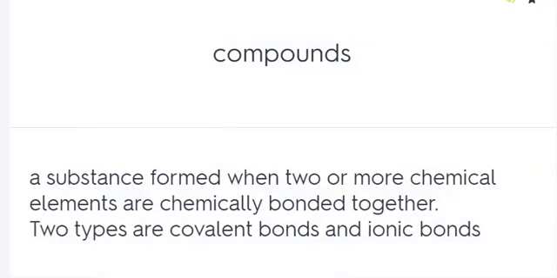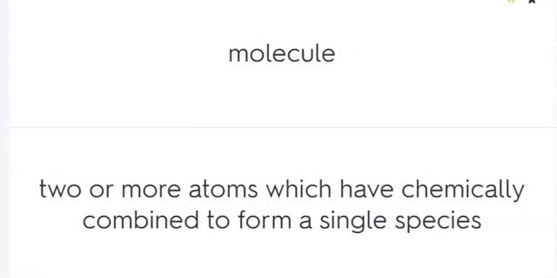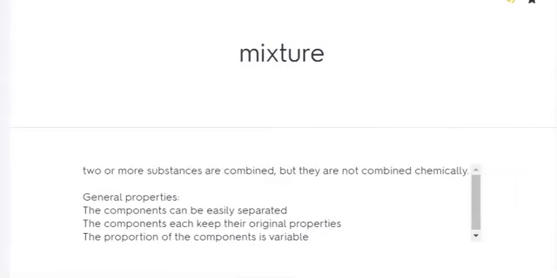Compounds: a substance formed when two or more chemical elements are chemically bonded together. Two types are covalent bonds and ionic bonds. Molecule: two or more atoms which have chemically combined to form a single species. Mixture: two or more substances are combined, but they are not combined chemically.